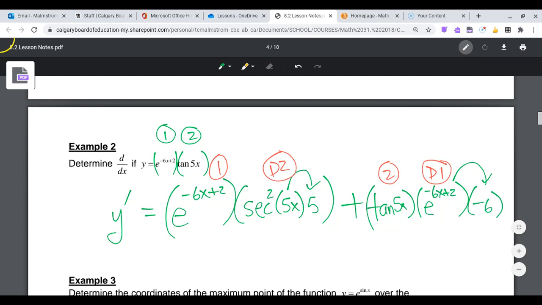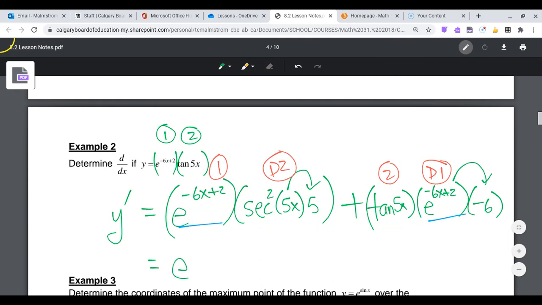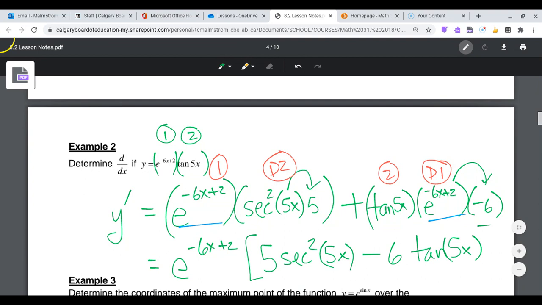And then we're looking to see if there's anything that we can factor out. And we have these e's, very, very common that they come out. So we pull that guy out. And then what are we left with? We have 5 secant squared 5x minus 6 tan 5x. There, done.